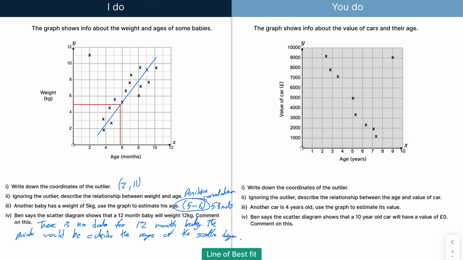So if I zoom out, you can now press pause and have a go at the example on the right. So with the outlier, the coordinates are 9 and 9,000. Ignoring the outlier, describe the relationship. So that is going to be a negative correlation.